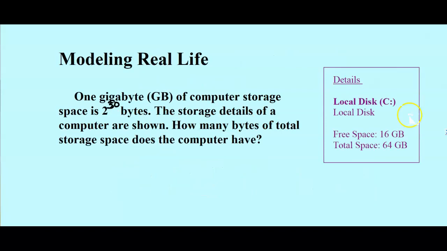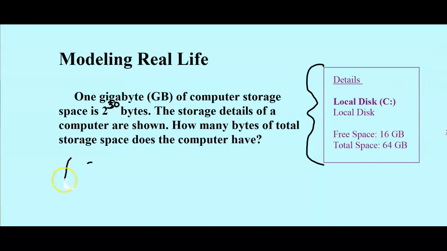How does this apply in a real world situation? Here's an example. If I know that 1 gigabyte of computer storage space is 2 to the 30th power of bytes, and the storage details of a computer are shown here, this is just some random computer information. The question is, how many bytes of total storage space does this computer have? How many bytes, not gigabytes?